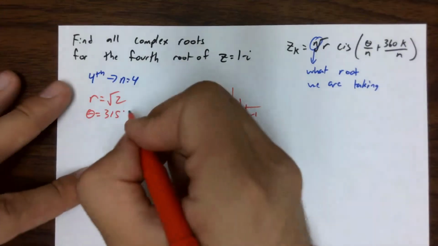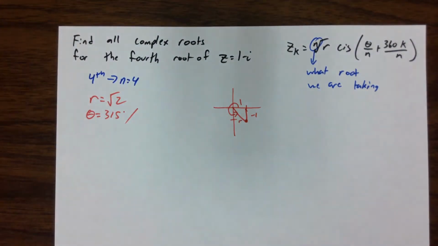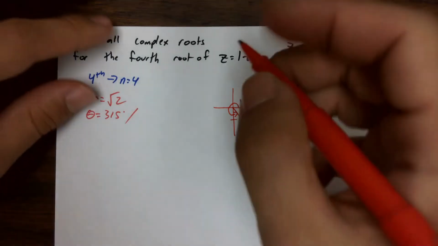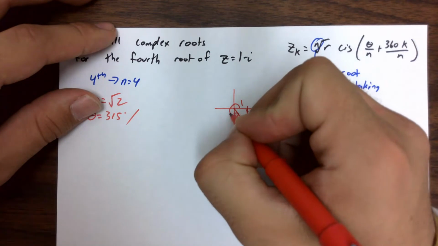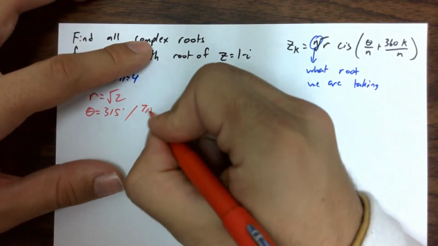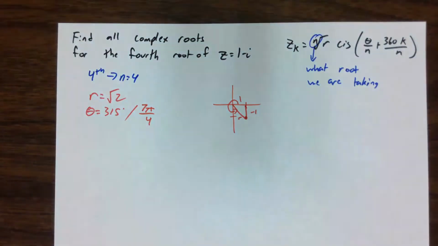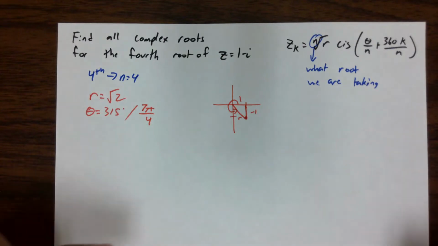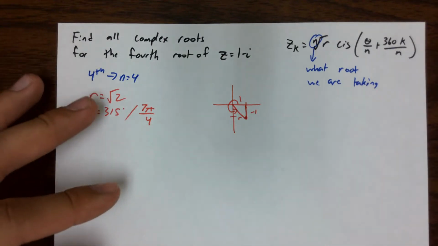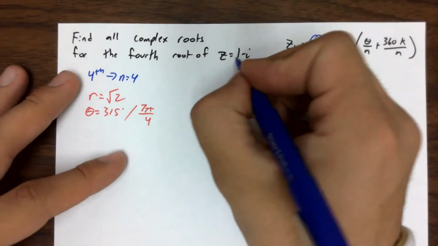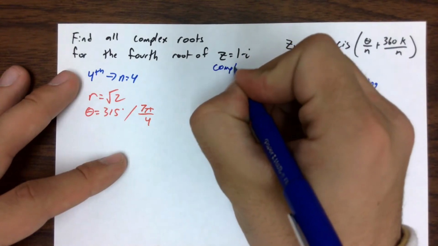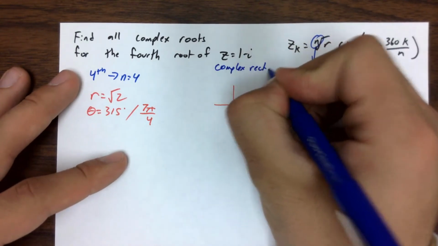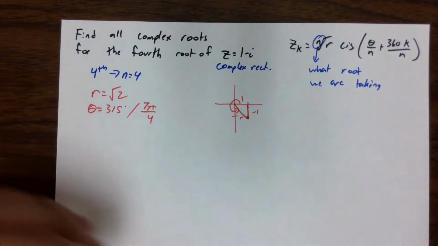Or again, like we talked about in the last video, sometimes it's better to be in degrees, sometimes it's better to be in radians. We'll see which one is which. In this case, radians would be 7 pi over 4. All right, so it's either one of those. So let's return z into complex rectangular. Sorry, this is complex rectangular. We need to go to complex polar.